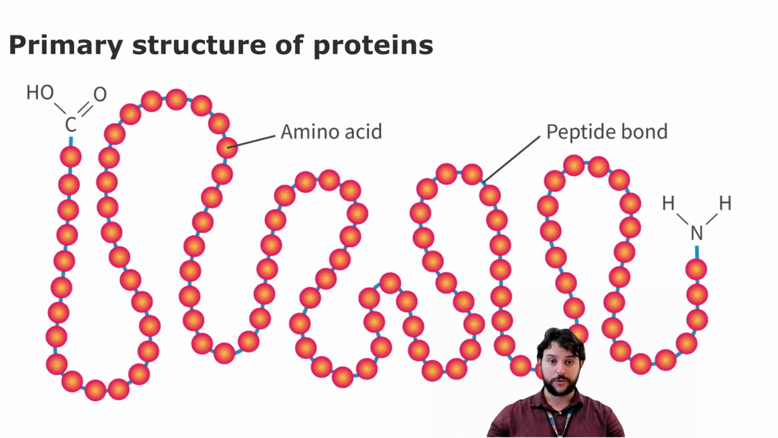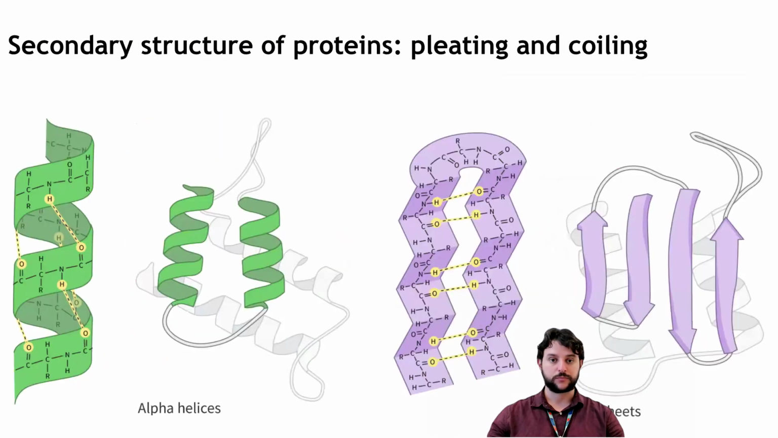It's the line of amino acids. Okay, one is connected to the other. Each circle here is representing one amino acid. As you link one to one another, that's it. You have the primary structure.